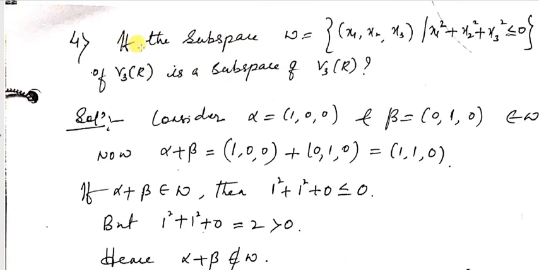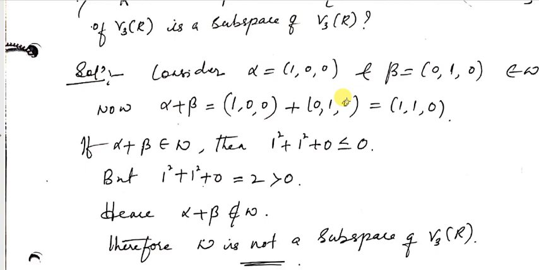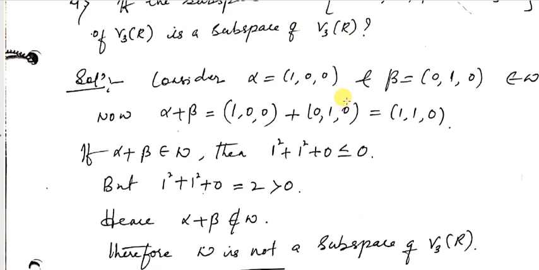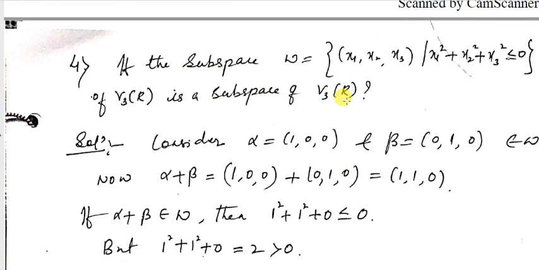Next problem. If the subset W is equal to x1, x2, x3 such that x1 square plus x2 square plus x3 square is less than or equal to 0, of V3R, is it a subspace of V3R? So we have to check whether the set W is a subspace of R3. Next we have to verify the vector addition and scalar multiplication. Let us consider two elements of W such that the sum of the squares is less than or equal to 0.